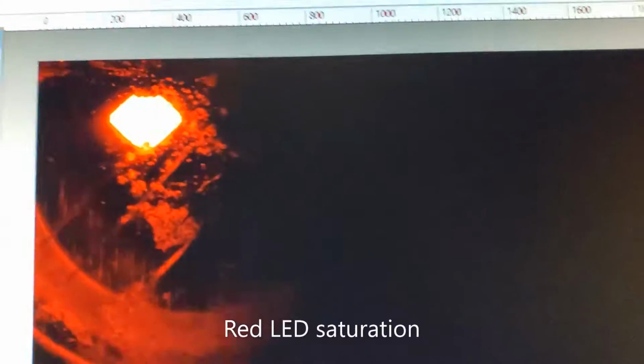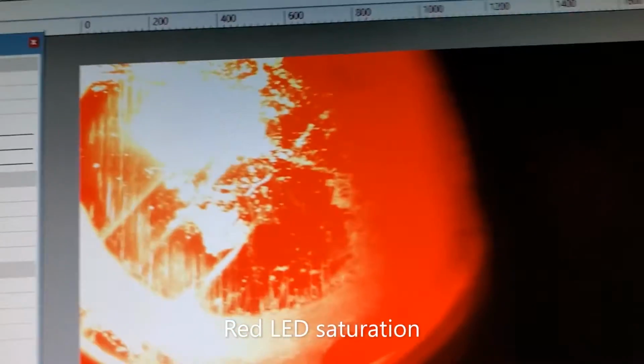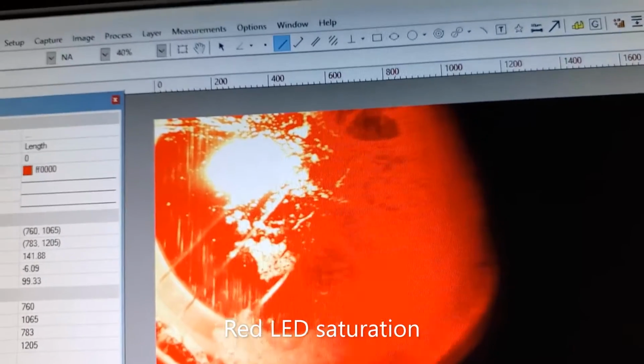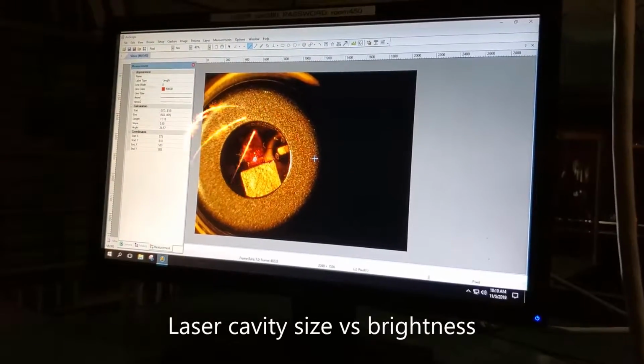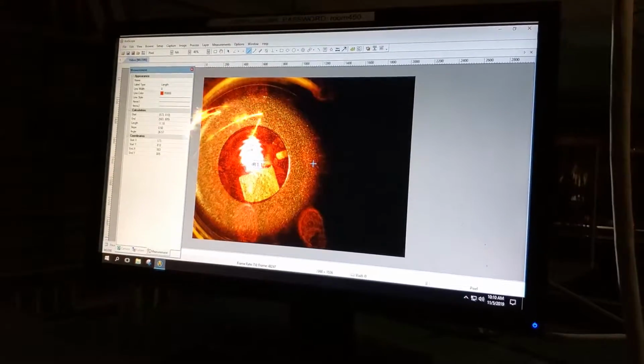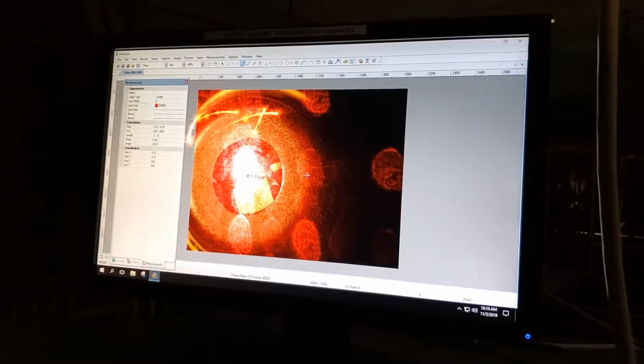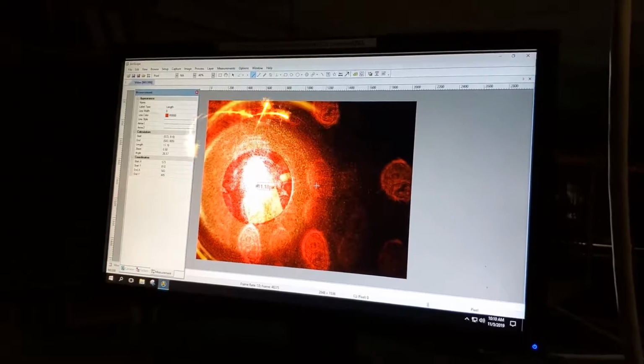Okay, so now we're at 1.62 volts, and we're saturated at about 2 volts. We can see that the laser cavity is very much smaller than in the LEDs, and when we turn it up, it's putting out much more light from a much smaller source.